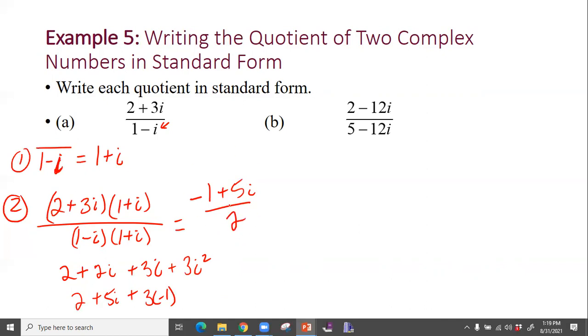Now, do we leave it like this as a whole fraction? No. If you try to put it in a whole fraction, Pearson will count it wrong because it's not in standard form. Standard form, your real and your imaginary are completely separate from each other. So you write it in two terms, -1/2 plus 5/2 i.